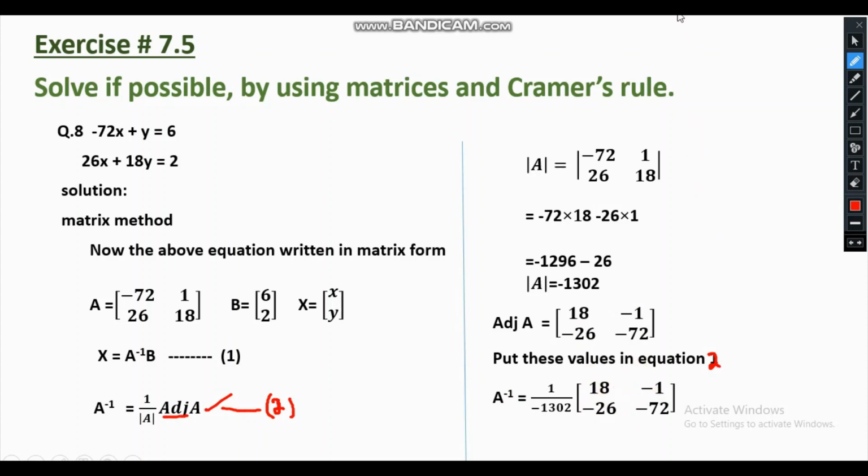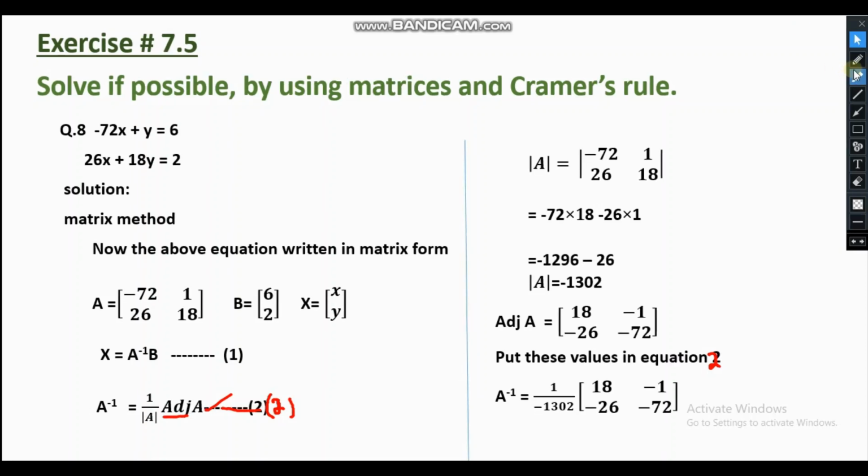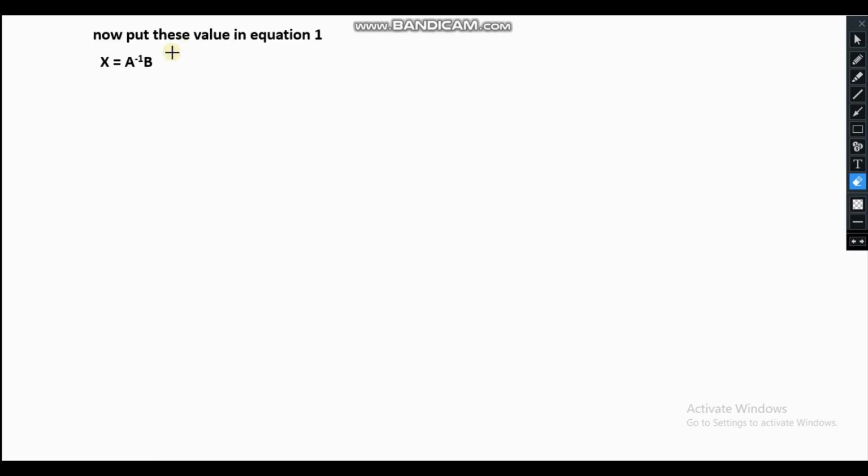Okay. Now the value of A inverse is this. So we put the value in equation 2, and now put these values in equation 1. So equation 1 is x is equal to inverse of A and B. So A inverse and B is the multiplication form.